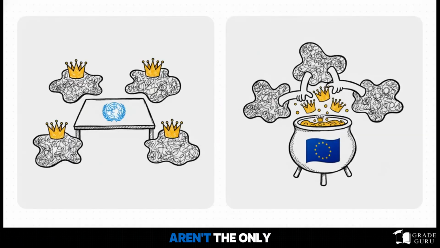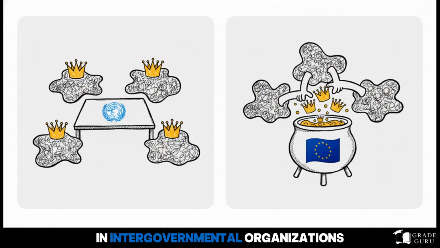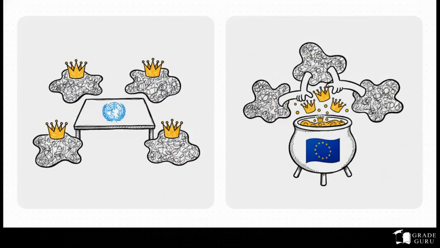But hey, states aren't the only actors in the game anymore. We have international organizations, and for your exam, you absolutely must know this distinction. In intergovernmental organizations like the UN, states cooperate, but they hold on tight to their sovereignty. But in supranational organizations like the EU, member states have actually pooled some of their sovereignty, letting the organization create laws that apply directly inside their borders.